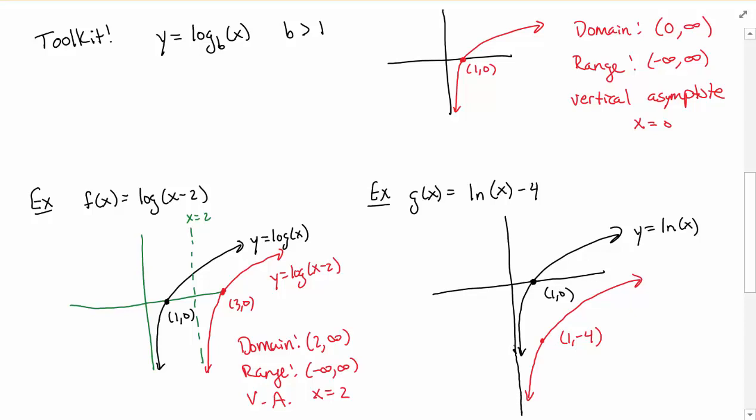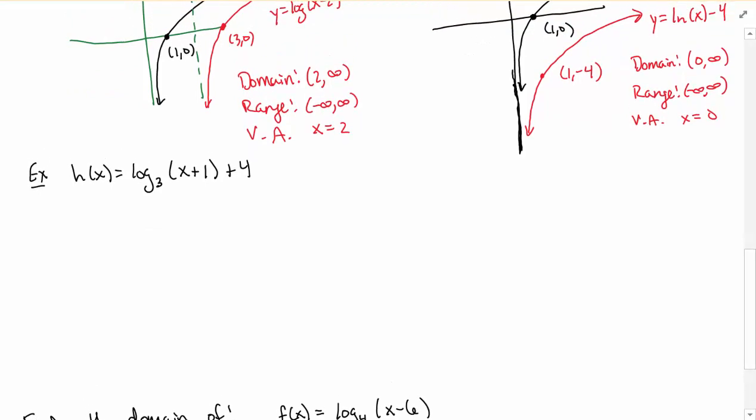Excuse me, x is equal to 0. Extend the y-axis. That's x is equal to 0. And I get that guy. So this is the natural log of x minus 4. So my domain still only exists to the right of x is equal to 0, so 0 off to infinity. Its range is still all real numbers. Goes all the way up, goes all the way down. And its vertical asymptote is still x is equal to 0.